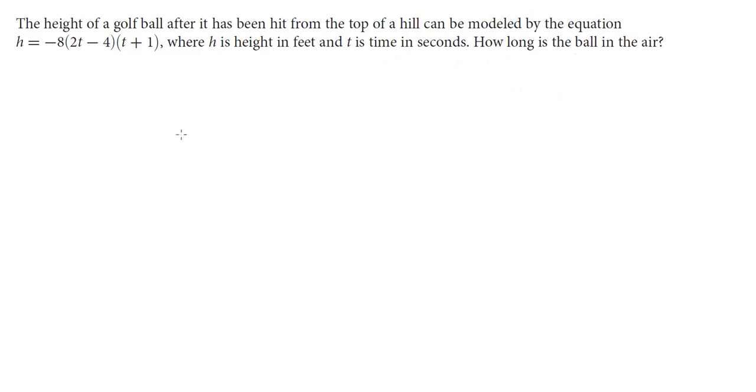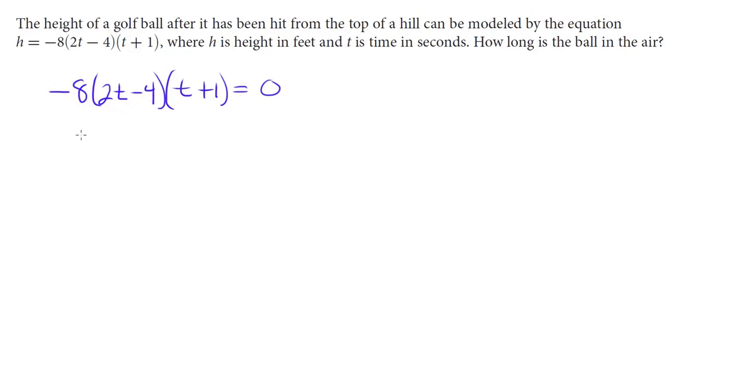So if you think about how long the ball is in the air, well, the ball is in the air until when? Until it hits the ground. And so since we're talking about the height, the ground is 0. So again, we can take this equation and set it equal to 0. So we say, okay, negative 8 times (2t minus 4) times (t plus 1) equals 0. And then we go ahead and use the zero product property to solve. So if negative 8 times (2t minus 4) times (t plus 1) equals 0, then one of these equals 0. We know it's not negative 8 because negative 8 does not equal 0.